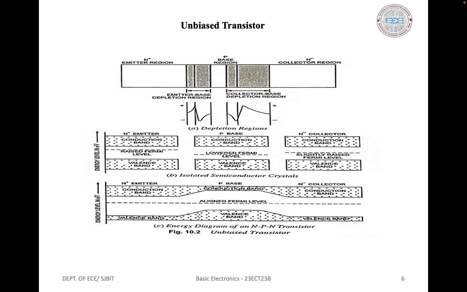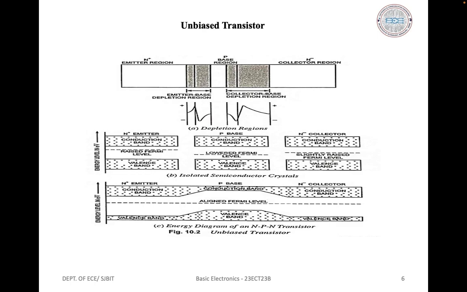Note that the junction barrier voltages are positive on the emitter and collector and negative on the base of the NPN device. This diagram shows an NPN transistor with external bias voltages for normal operation. The base-emitter junction is forward biased and the collector-base junction is reverse biased.